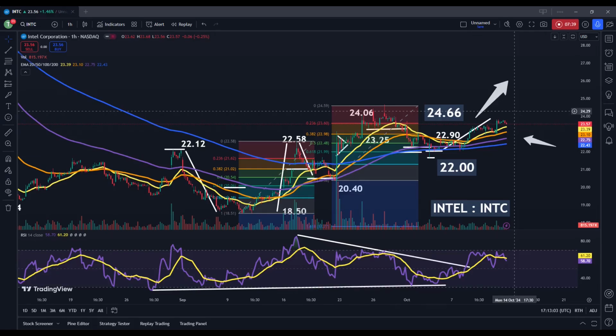So here's the current stock market update for Intel Corporation, stock ticker INTC.